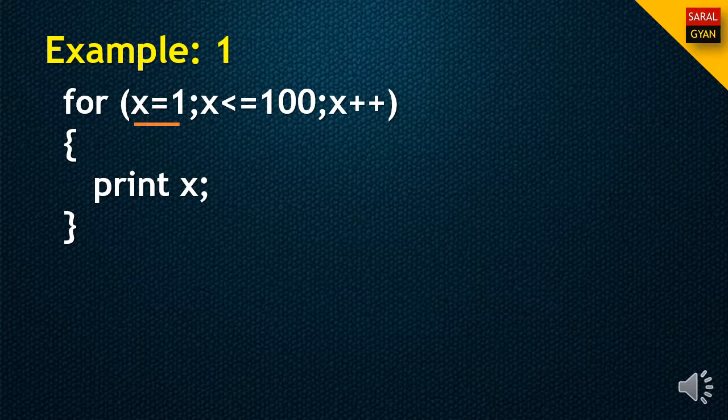Since initialization takes place only once, the statement x equal to 1 will execute only one time. The condition x less than or equal to 100 will execute 101 times. Why is this one extra? Because as long as the value of x is up to 100, the condition remains true, so 100 times it will execute. When the value of x becomes 101, the condition x less than or equal to 100 becomes false. Hence this condition will be tested 101 times.